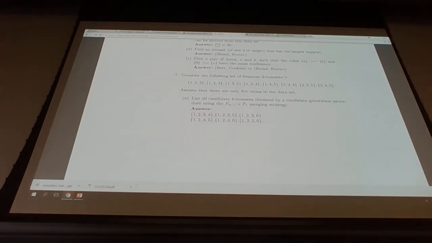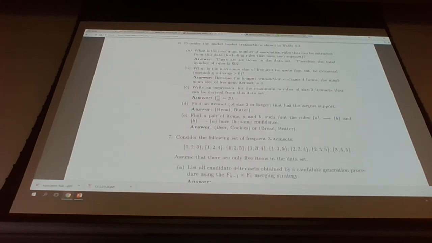Okay, question number 7 is good. They are saying consider the following set of frequent 3 item sets. So you're given these frequent 3 item sets, and there are only 5 items in the data set: 1, 2, 3, 4, 5. List all 4 item set candidates obtained by a candidate generation process using the Fk-1 x F1 merging strategy. So remember the Fk-1 x F1 merging strategy.